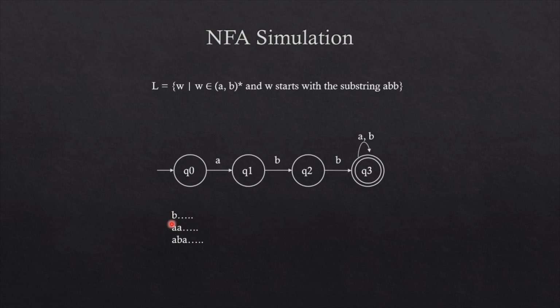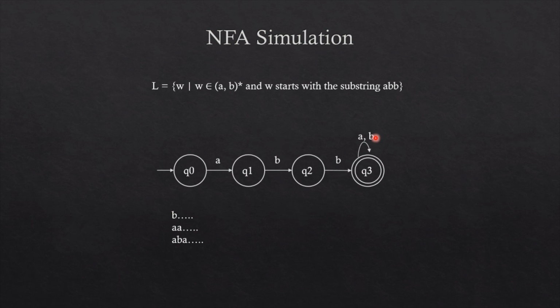If the string is starting with AA, it's clearly not starting with ABB. If we do see a B after an A, from Q1, that is, so from Q0 we move on to Q1, and then on B we move on to Q2, and if we see a B after that, then it's a success. The string does start with ABB, and it will accept no matter what's at the end of the string, right? We're going to keep on accepting. That's why there's this loop transition here on the final state.